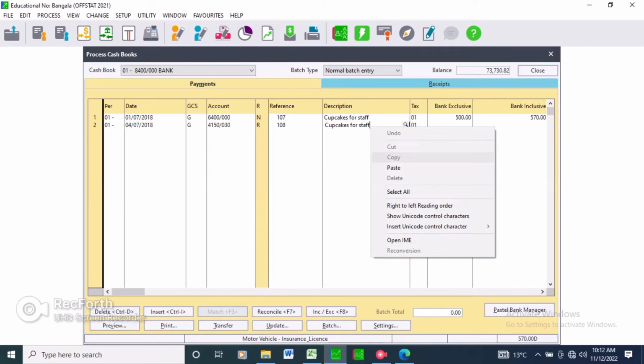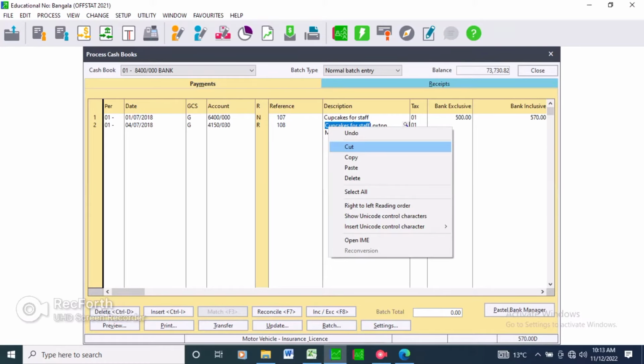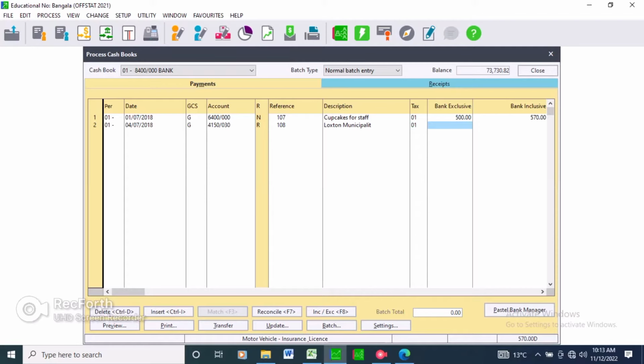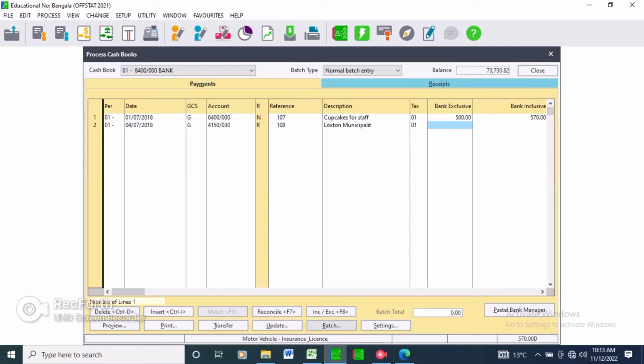The amount is 3,356.78 cents, 3,356.78 cents. Okay, the tax is calculated on our behalf, guys. Don't worry about that one. Okay, I'm going to the next check.